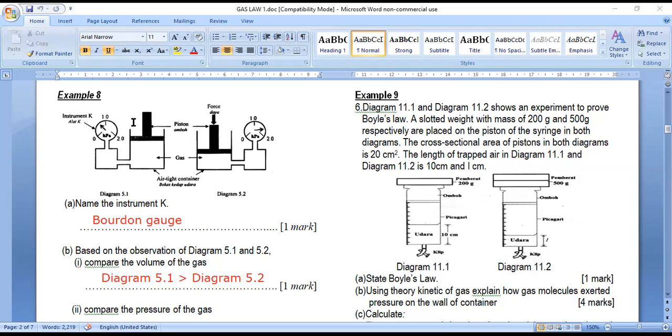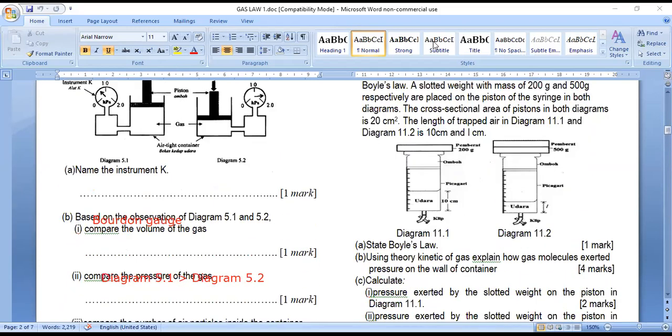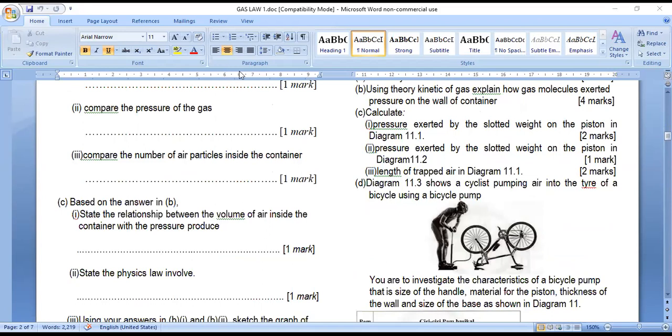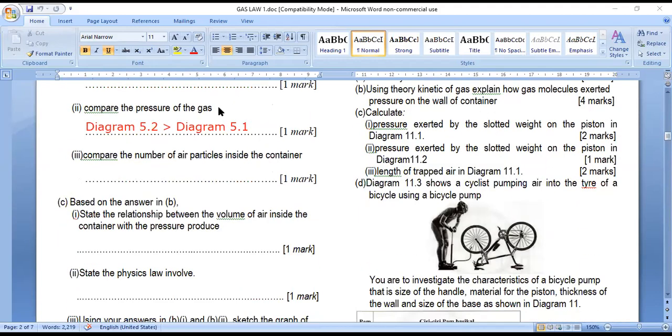Compare the pressure. Look at this reading: this one is smaller, this one is bigger. So your pressure is the other way around. Diagram 5.2 is greater than diagram 5.1. Compare the number of air particles. Because this one is airtight, the number of particles will be the same.